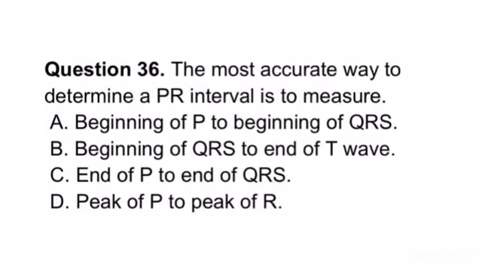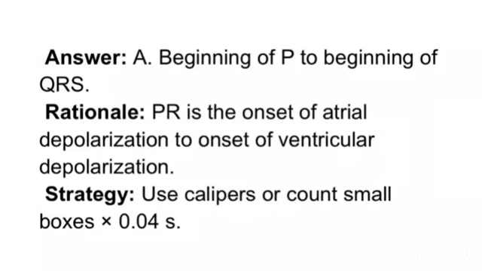Question 36. The most accurate way to determine a PR interval is to measure A. Beginning of P to beginning of QRS. B. Beginning of QRS to end of T wave. C. End of P to end of QRS. D. Peak of P to peak of R. Answer: A. Beginning of P to beginning of QRS. Rationale: PR is the onset of atrial depolarization to onset of ventricular depolarization. Strategy: use calipers or count small boxes times 0.04 s.